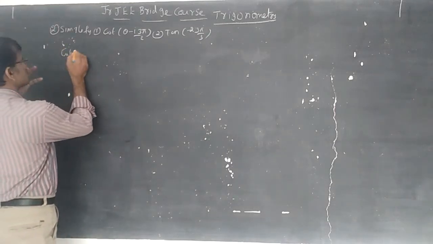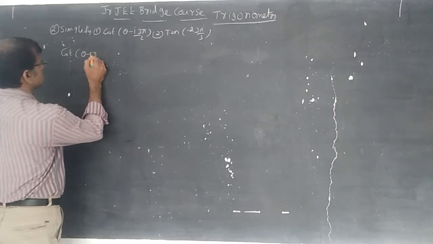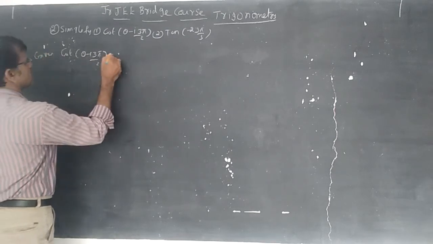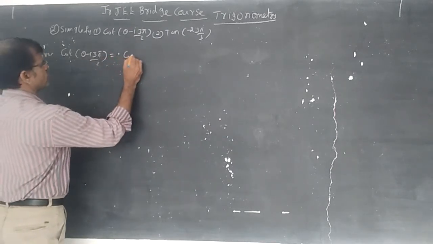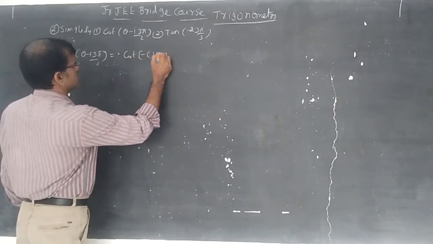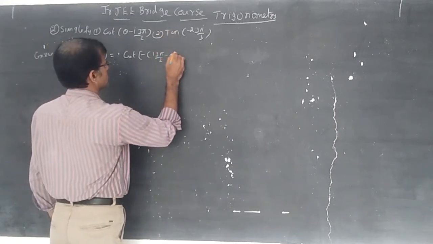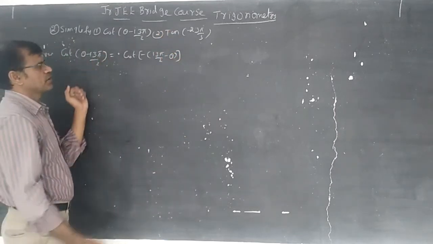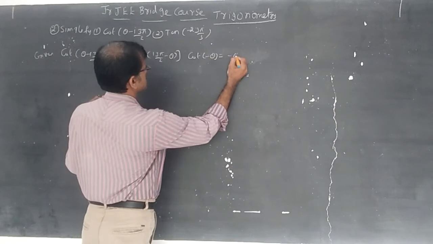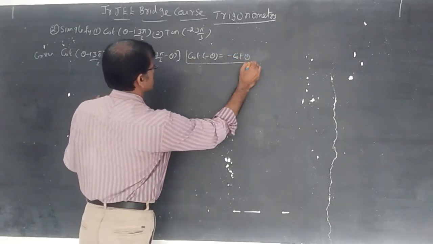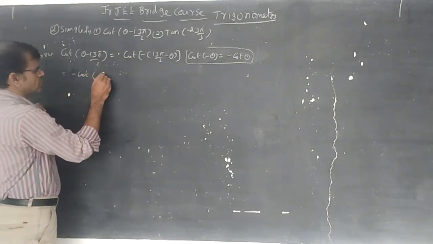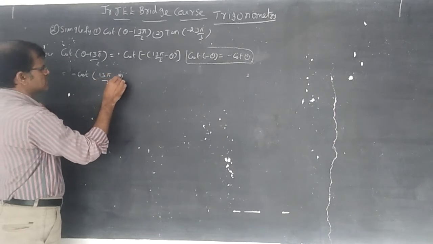We can understand this one, cot of theta minus 13π/2. Taking minus common, you can write cot of minus of 13π/2 minus theta. I am making you remember that cot of minus theta becomes minus cot theta. This is a formula. That is equal to minus cot of 13π/2 minus theta.